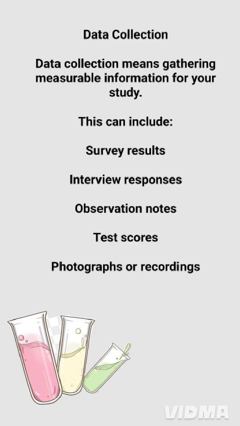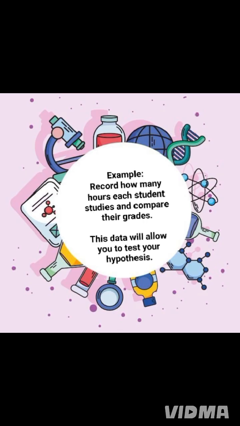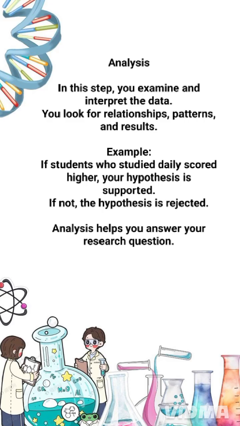Number five is data collection. Data collection means gathering measurable information for your study. This can include survey results, interview responses, observation notes, test scores, photographs, or recordings. For example, record how many hours each student studies and compare their grades. This data will allow you to test your hypothesis.